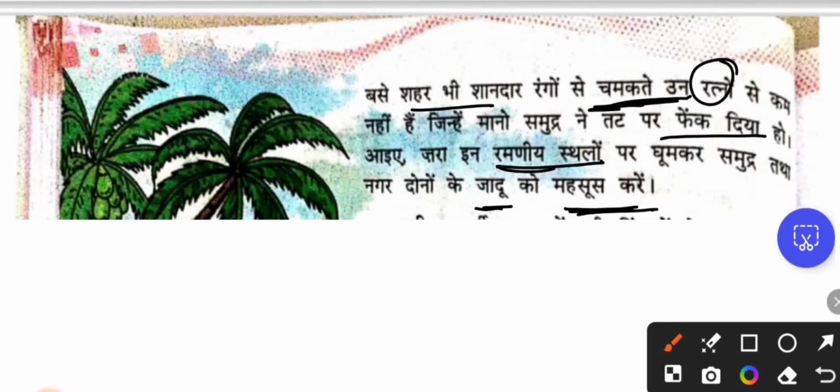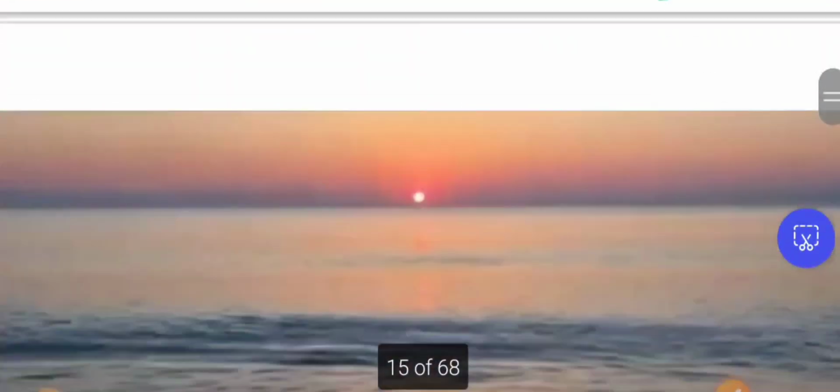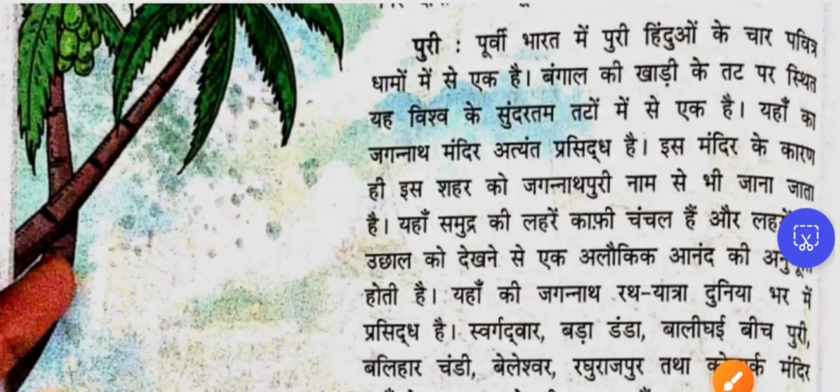Best part of having a city nearby to the coastal area is that we can enjoy the city life and also enjoy the nature along with it. So see how beautiful it is. So let's have a virtual tour of Puri first.